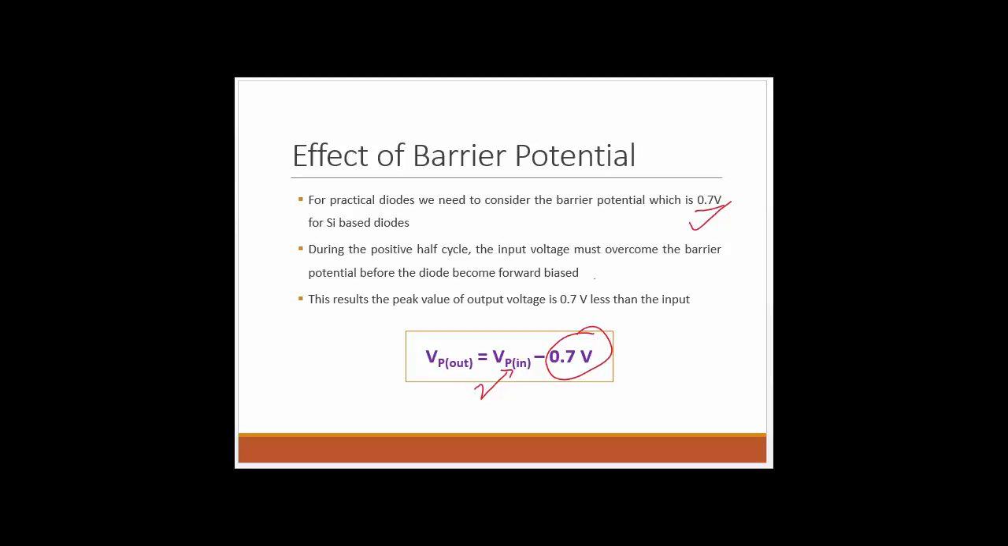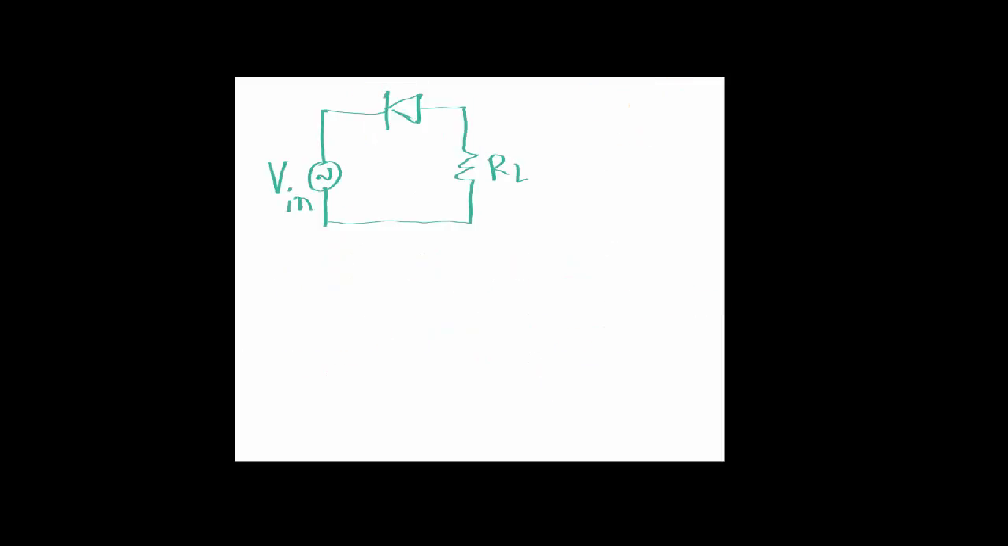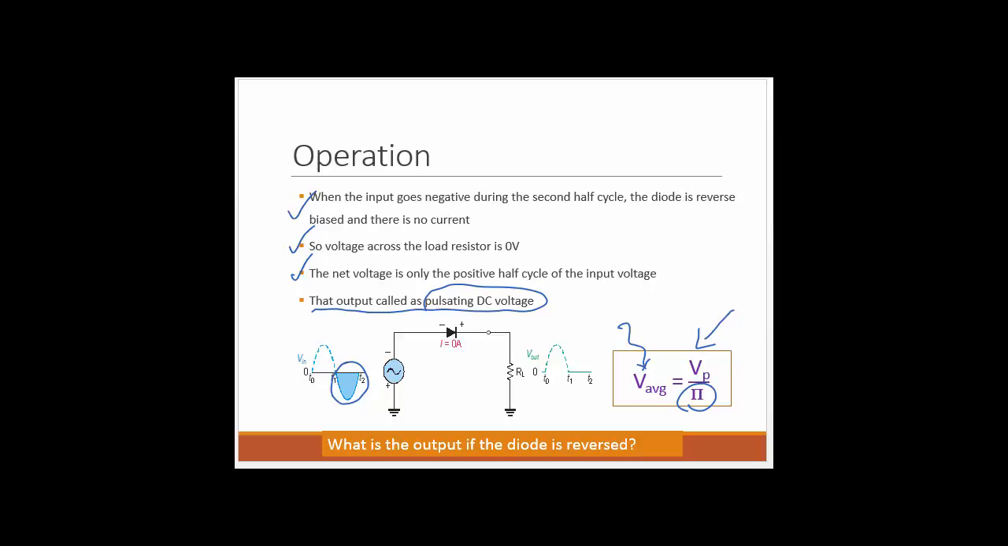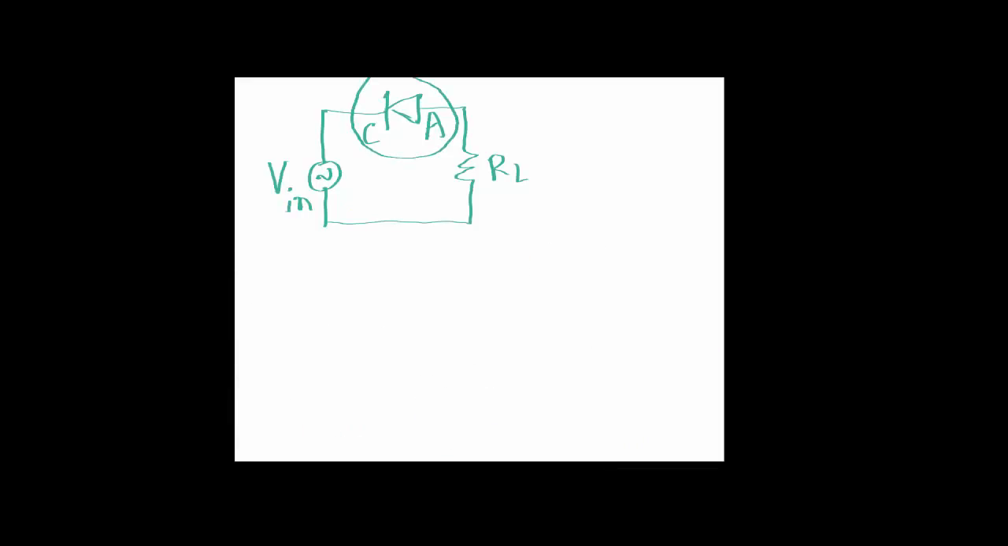During the positive half cycle, the input voltage must overcome the barrier potential, so the peak value of the output voltage is 0.7 volts less than the input. Let's say, for example, we reverse the direction of the diode, so we swap the cathode and anode connections. What is the expected output voltage if the diode is reversed? If you observe the direction of the diode here and the direction of the diode here, they are exactly opposite to each other. So what is the expected output voltage here?